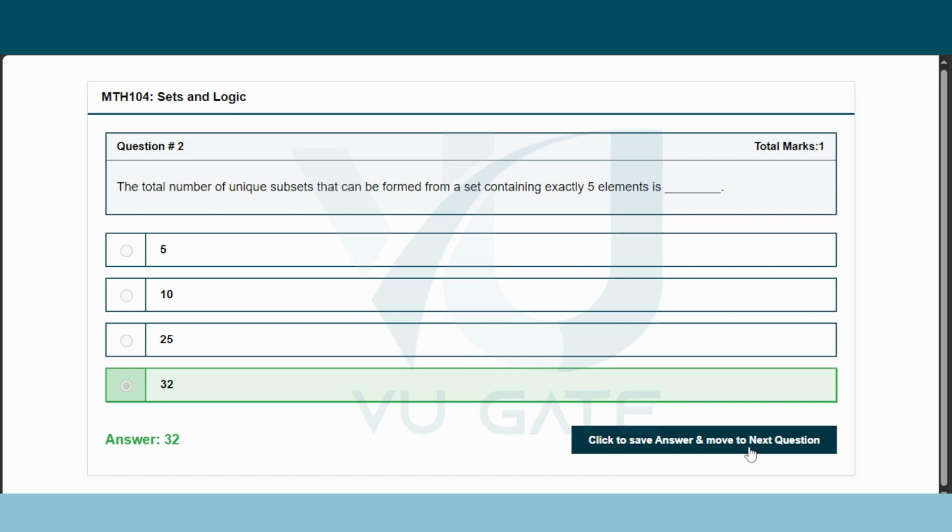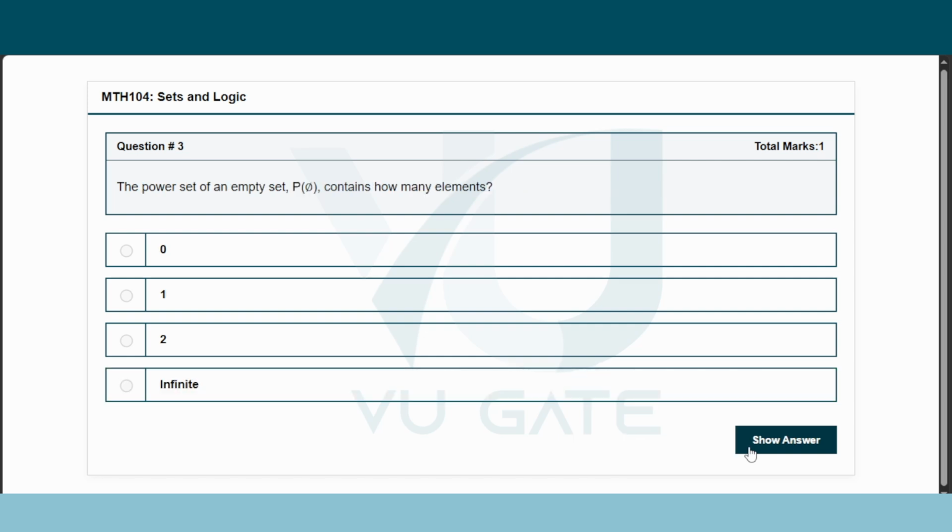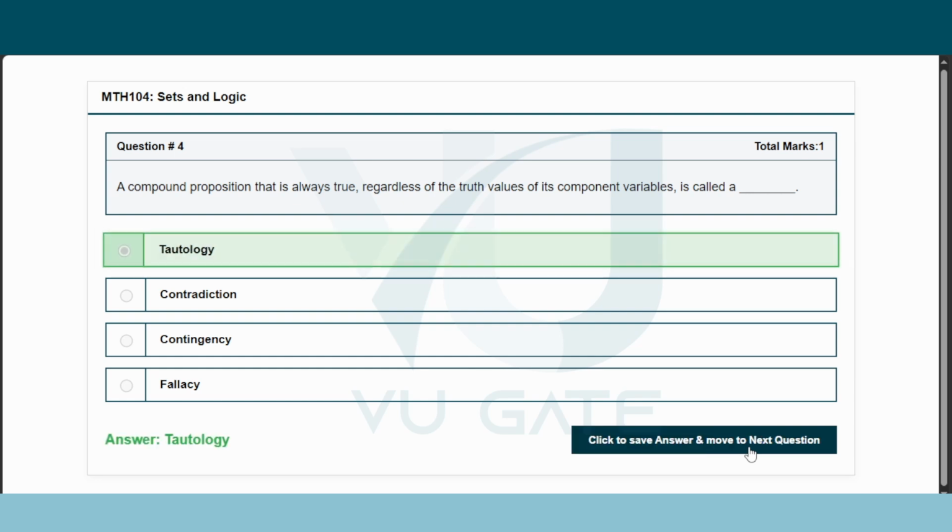Question number 3. The power set of an empty set, P of empty set, contains how many elements? The correct answer is 1. Question number 4. A compound proposition that is always true, regardless of the truth values of its component variables, is called a blank. The correct answer is tautology.